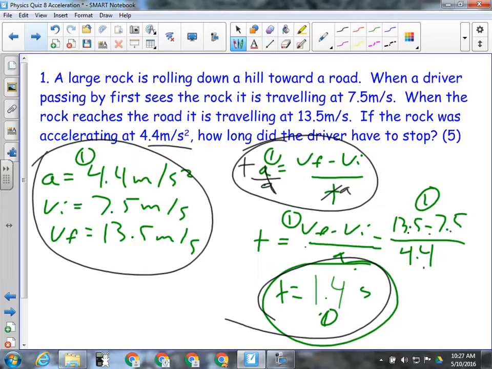Any other questions on that one? The fifth one's for the answer. One for givens, one for the formula, one for manipulating, one for plugging in numbers, one for the answer.